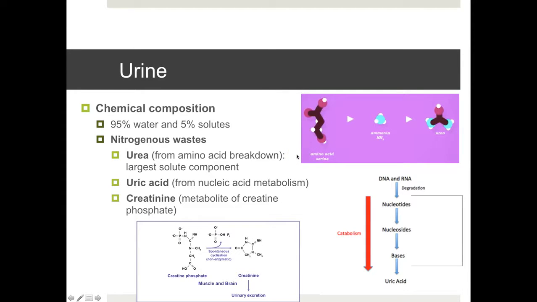The other nitrogenous waste we have is uric acid, and that is a breakdown product from DNA and RNA into nucleotides, then into nucleosides, into your bases, and the last we get is uric acid. And then we have creatinine, which should ring a bell from our muscular system lecture. This is a metabolite of our creatine phosphate. So here's our creatine phosphate. We broke off that phosphate and got our creatinine, and we want to put that in our tubules to excrete.